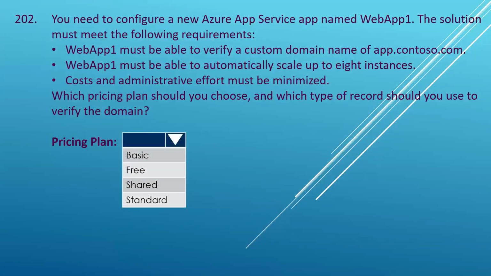So this is question number 202 of the series. You need to configure a new Azure app service named Web App 1. The solution must meet the following requirements, and your requirements are Web App 1 must be able to verify a custom domain name of app.contoso.com. Web App 1 must be able to automatically scale up to 8 instances. Cost and administrative effort must be minimized. Which pricing plan should you choose, and which type of record should you use to verify the domain?